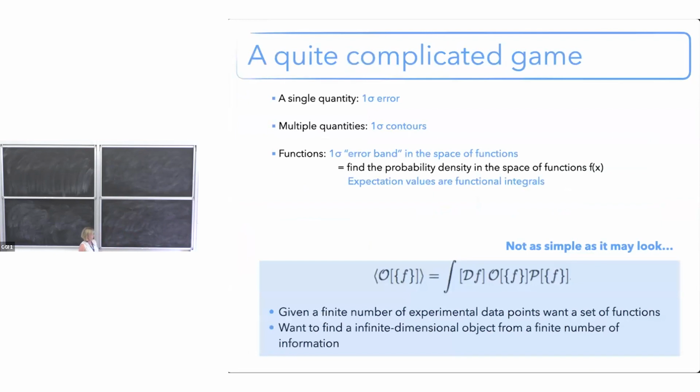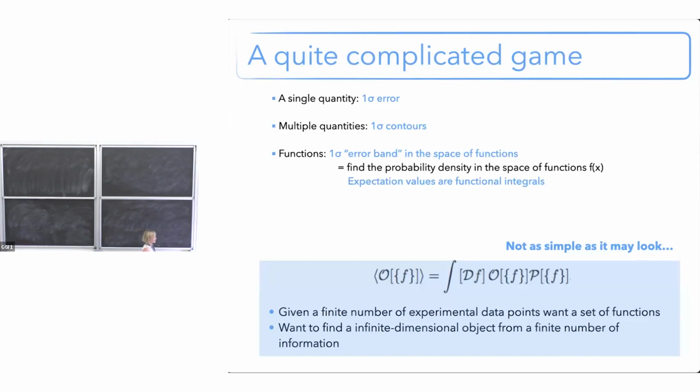So, methodological aspects. If you think about it, it's quite a complicated game, because if you want to determine a single quantity experimentally, you have to give a 1 sigma error, so 1 standard deviation. If you have multiple quantities, you've got this multidimensional contour, but you want to find a function with a 1 sigma error band in a functional space. Okay, so this is more complicated. If you want to find a function and the error, you want to find the probability density in the functional space of the function you're trying to determine. So in a sense, all the expectation values are functional integrals. That's what you want to find.